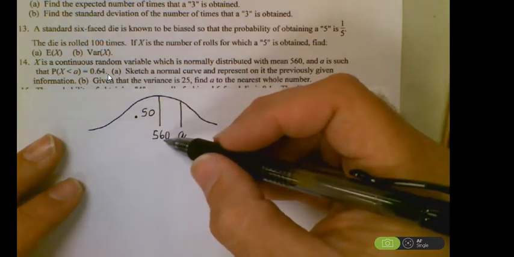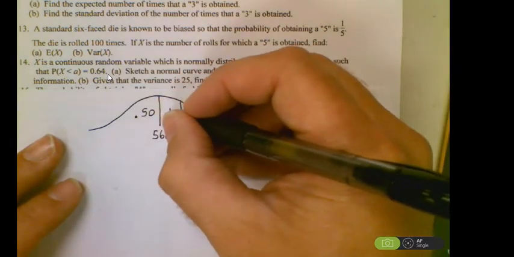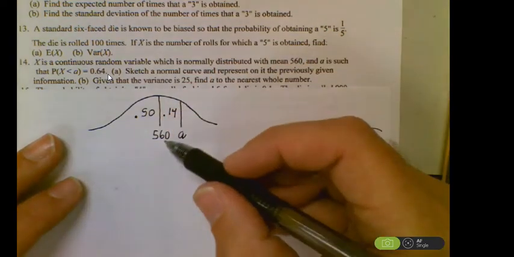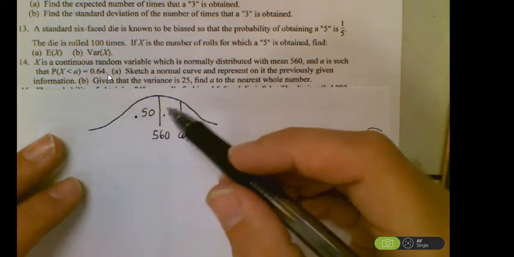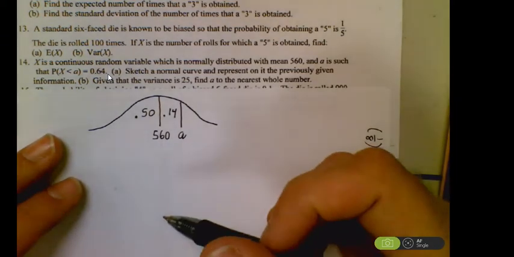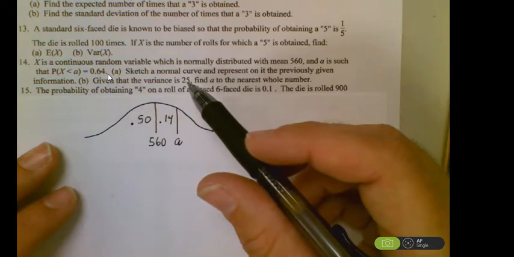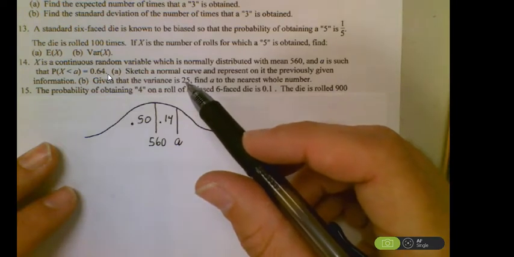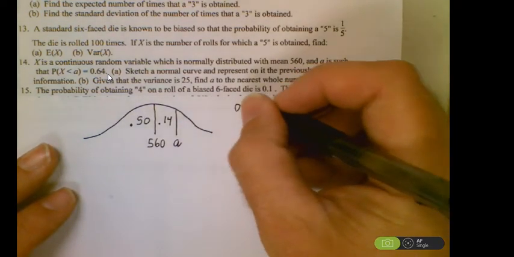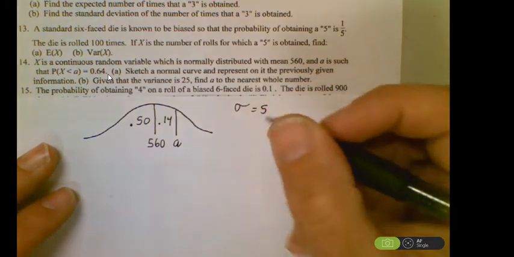Everything below the mean is 50%, so that must mean I got 14% right here between the mean and A, because of that 64%. So that's another way to look at it. So we now know the variance is 25, which means the standard deviation is 5, because it's the square root of the variance. So standard deviation is 5.